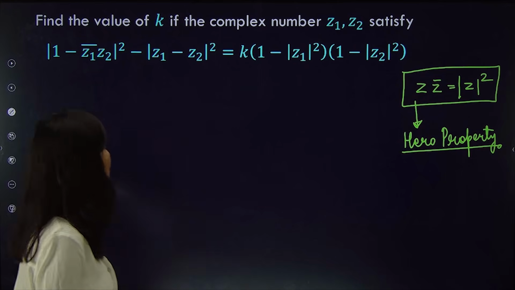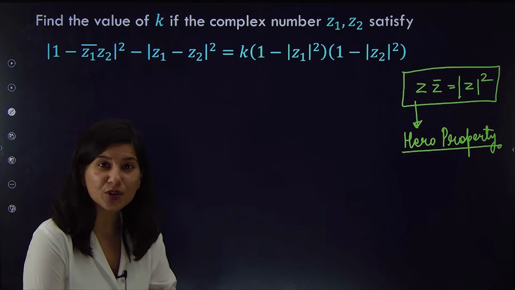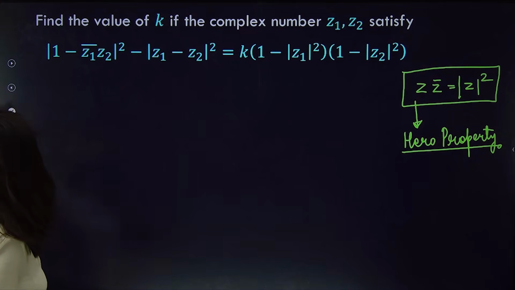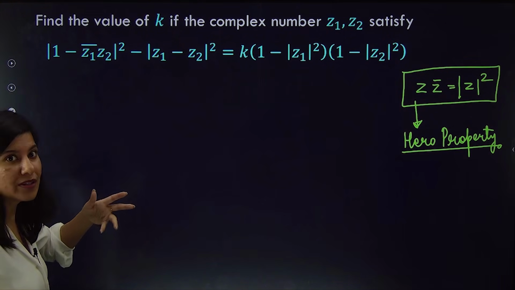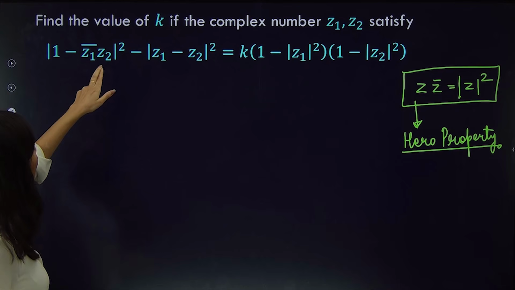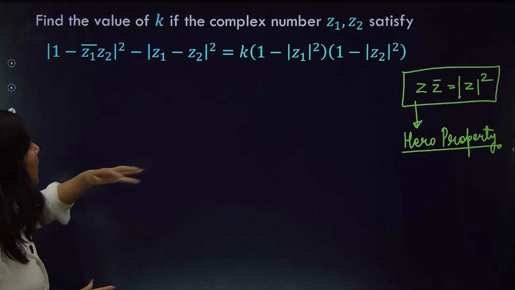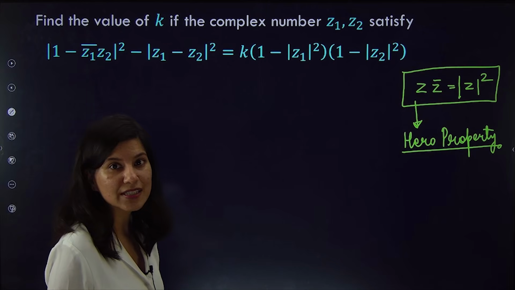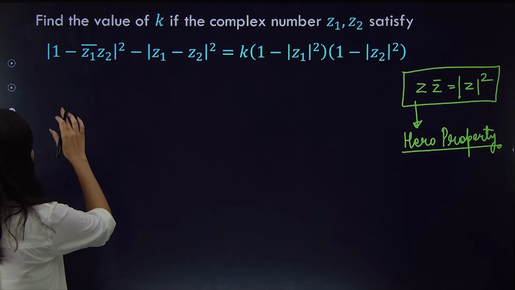In here though, you can see how many times you're going to put x plus iota y. There is no sense, right? And also there is modulus involved, and z1 bar, so many bars are involved. So that's why I'm trying to tell you that z bar is equal to mod z square, that property which we are going to use over here.